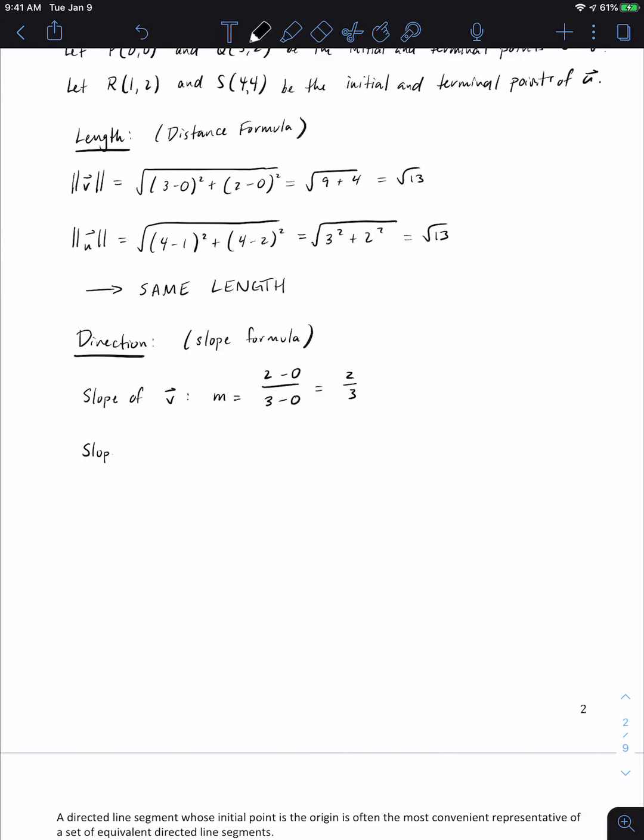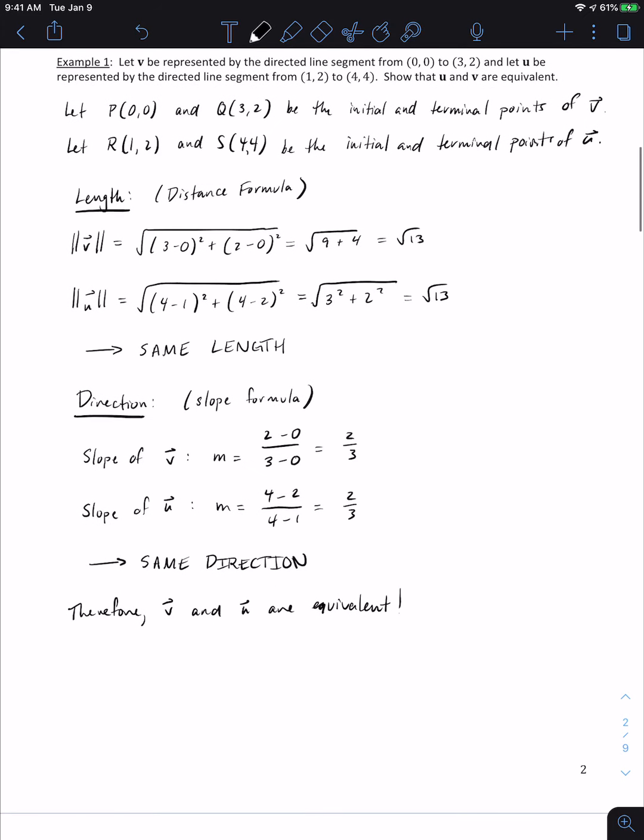And then I look at the slope of my vector U, which is going to be y2, which is 4, minus y1, which is 2, over x2, which is 4, minus x1, which is 1. So I end up getting 2/3. So I have the same direction because they have the same slope. So therefore, V and U are equivalent. That was what the question asked to do, to show that they're equivalent.